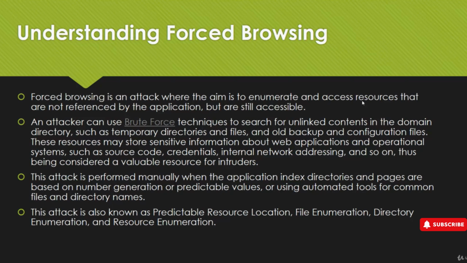These resources may store sensitive information about web application and operational system, such as source code, credentials, internal network addressing, and so on, thus being considered a valuable resource for intruders. If the intruder gets access to these files, he or she can even get a hold of the whole website. This attack is performed manually when the application index directories and pages are based on number generation or predictable values, or using automated tools for common files and directory names. This attack is also known as predictable resource location, file enumeration, directory enumeration, and resource enumeration.